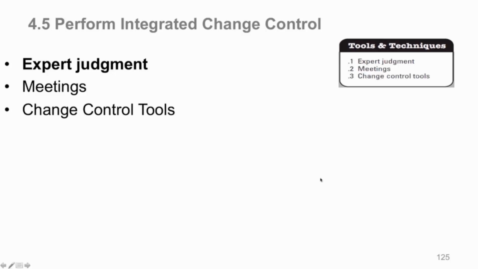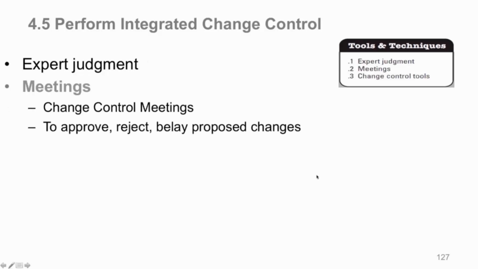Call in the experts that have experience with change control to help you assess what you need to do if you're unsure. You're going to have your meetings, and you can have change control meetings. Obviously, that's your main type of meeting under Perform Integrated Change Control. Their job is to approve, reject, or belay proposed changes. Maybe they're not clear enough. Maybe you need the stakeholder's advice, so you belay them, and the stakeholder will help you decide whether to approve or reject them.